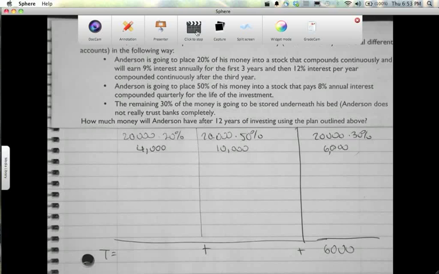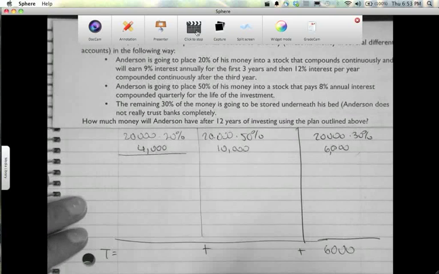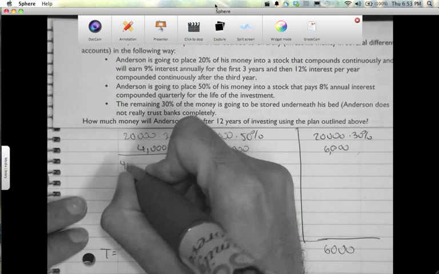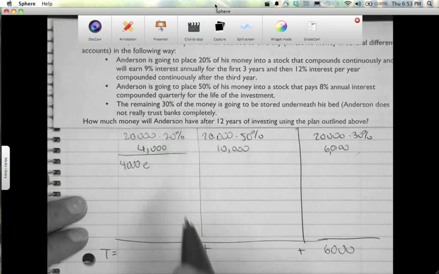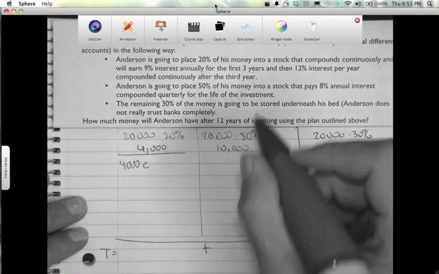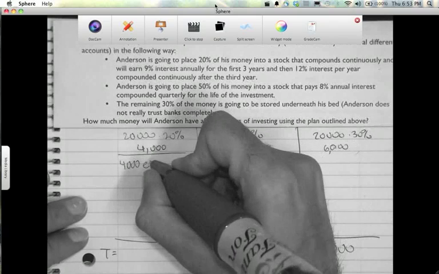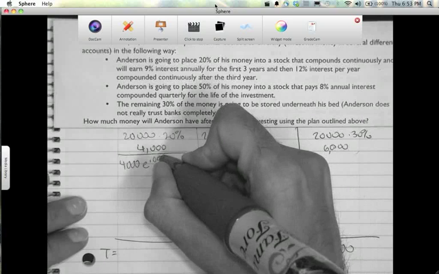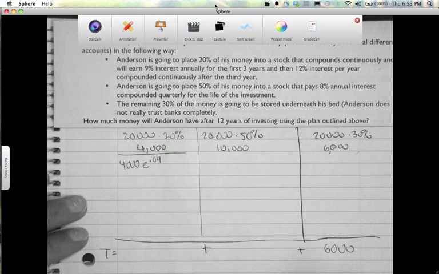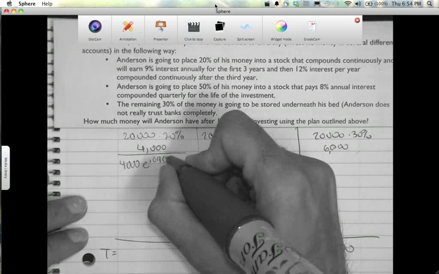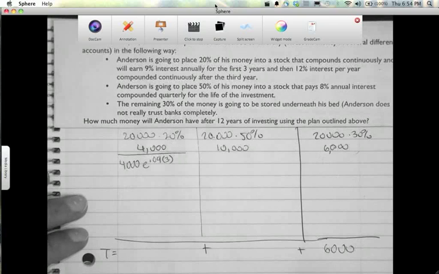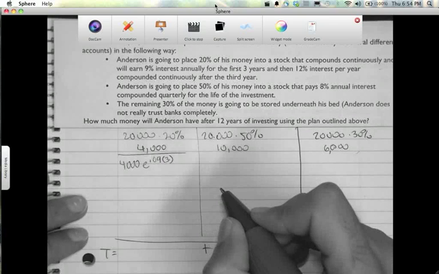In the first part it says that he's going to place 20% of his money, that's $4,000. It's going to compound continuously, and continuous compounding means that I need to write that P equals P E to the RT equation. So it's going to be 4,000 times E. 4,000 will be the principal. E is there, and then the rate is 0.09. And he says that's going to happen for the first 3 years. So that'll be 3. And then it's going to happen at 12% after that.